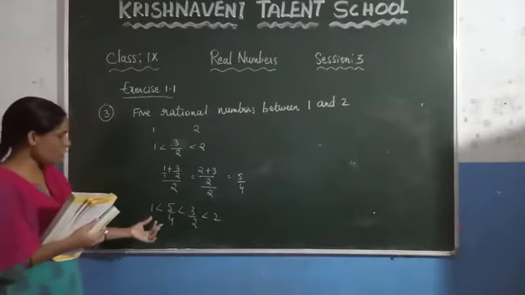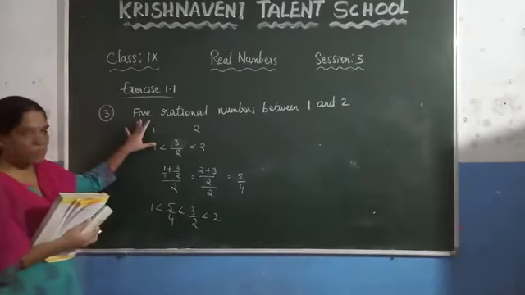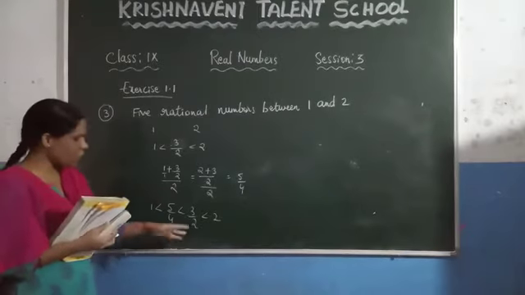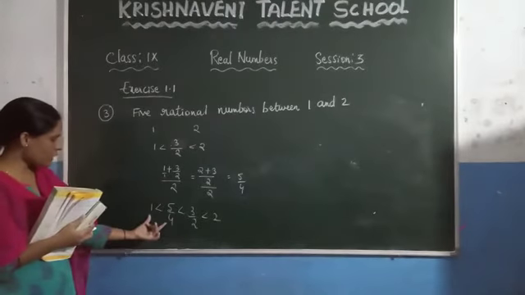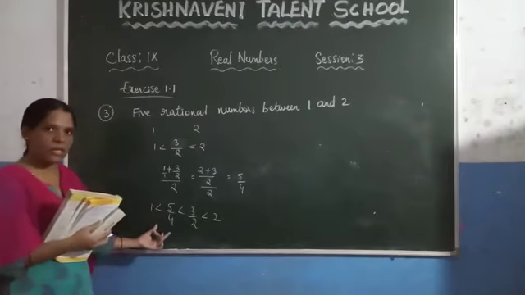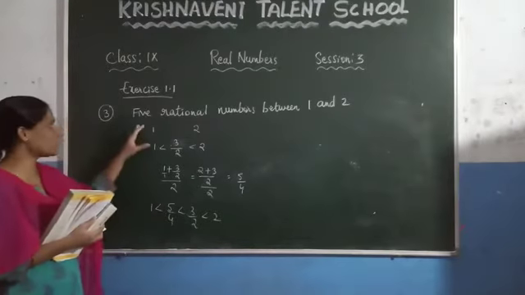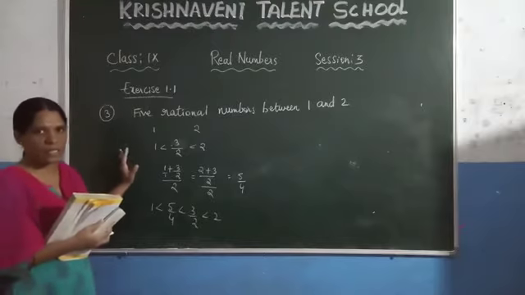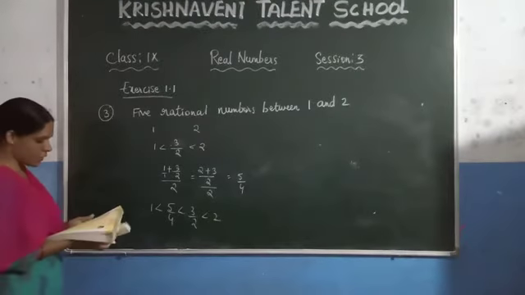Since we need to find 5 rational numbers and we have already done 2, in the next case just take the average of two values and you will get the middle one. Again take the average of these values so that you will get the 5 rational numbers. This is the alternate method. Now see the next question.